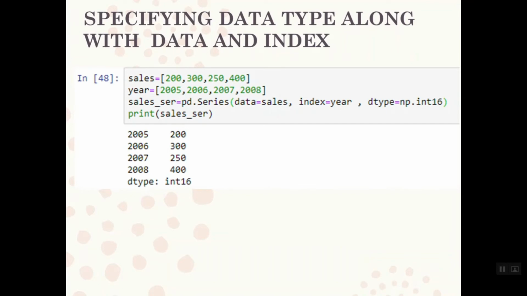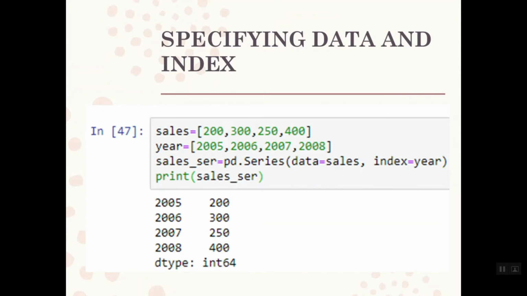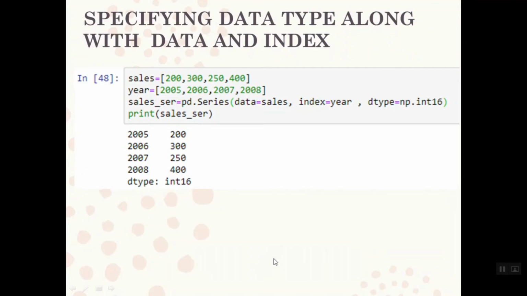We can also specify the data type along with data and index. If we want our data to be of a specified data type, we can give it as an argument to the series data structure after data and index. Here we have specified np.int, so it's int64. In the previous slide, we had not specified the data type, so it was int64.